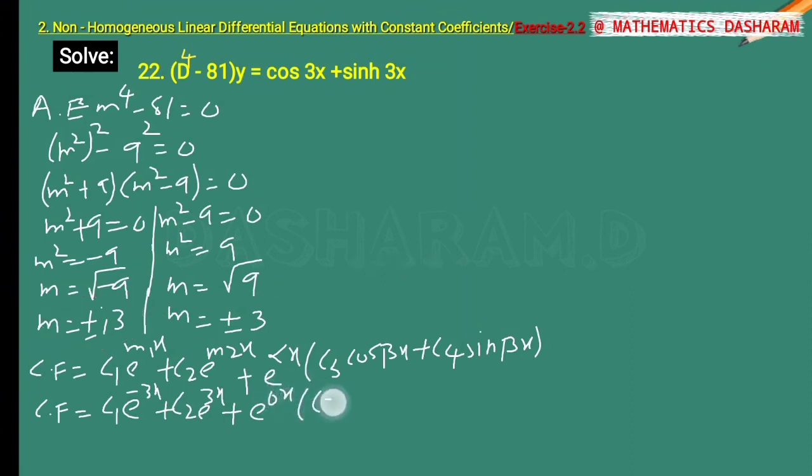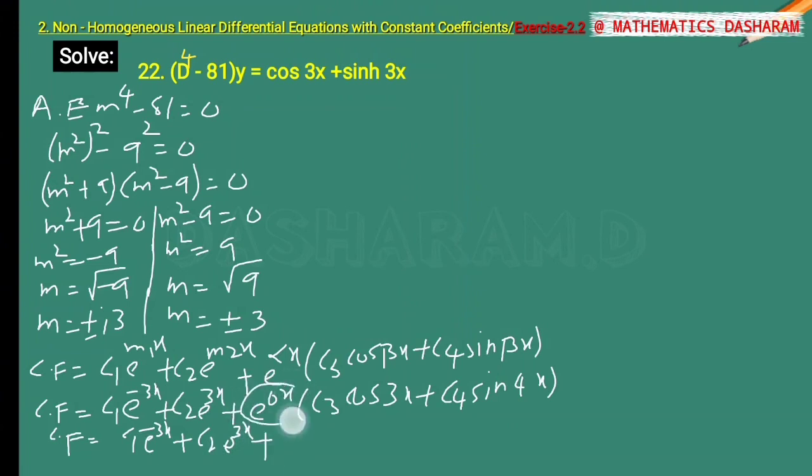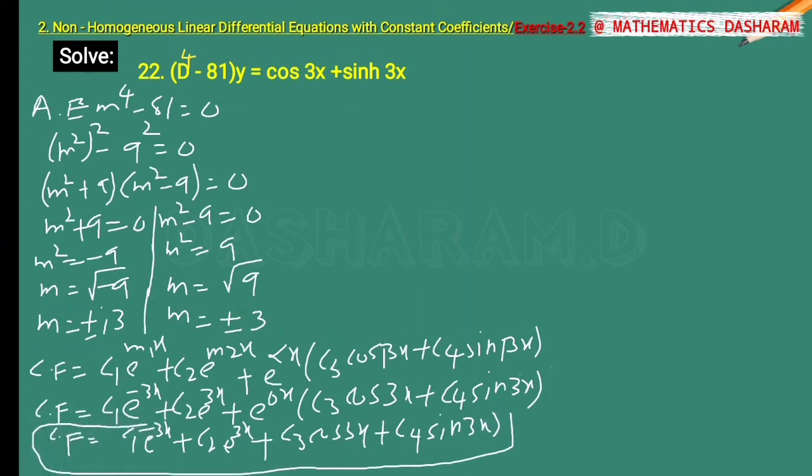So 0 into x, c3 into cos 3x plus c4 into sin 4x. Then the complementary function is c1 into e to the power of minus 3x plus c2 into e to the power of 3x plus e to the power of 0 into x is 1, then c3 into cos 3x plus c4 into, here 3, sin 3x is the complementary function.